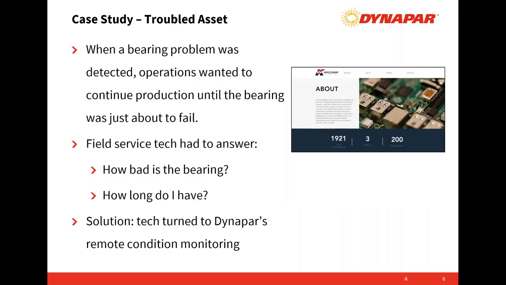During a route-based inspection, an anomaly was detected on the fan bearing. The customer sought the expertise of a field service technician for a solution. The customer wanted to know exactly how bad the bearing defect was and how long before maintenance could be extended. Now, the field service technician turned to Dynapar's on-site remote monitoring system as a solution to extend scheduling maintenance when production and maintenance was flexible.